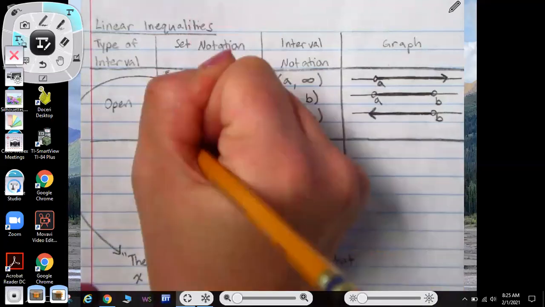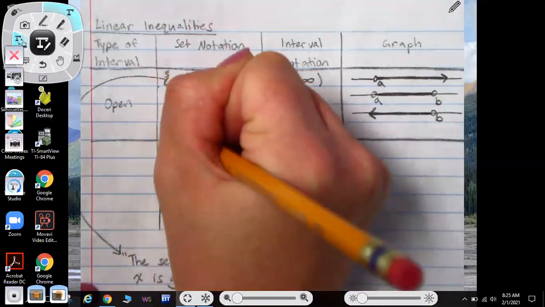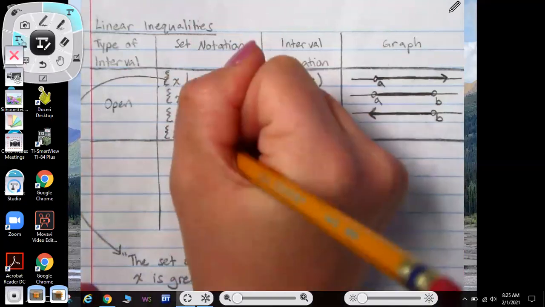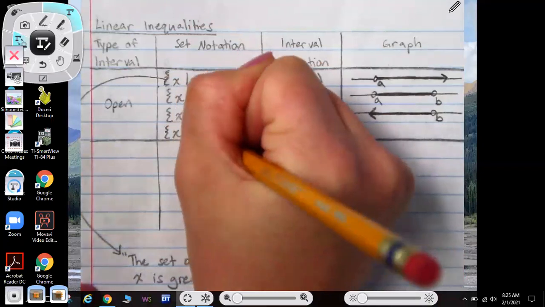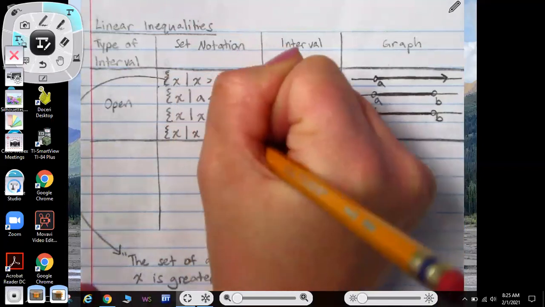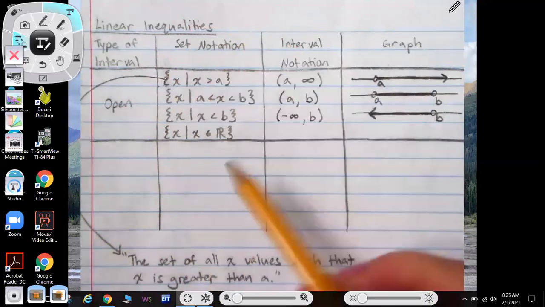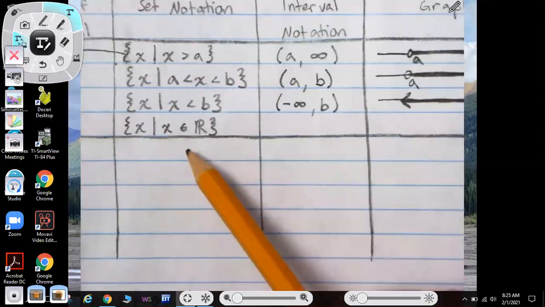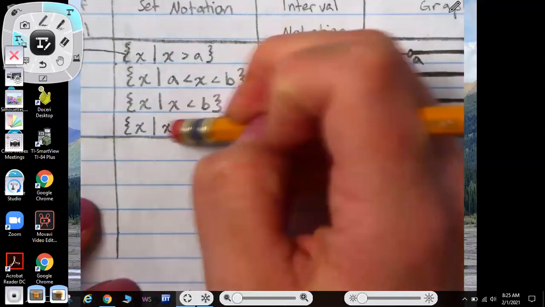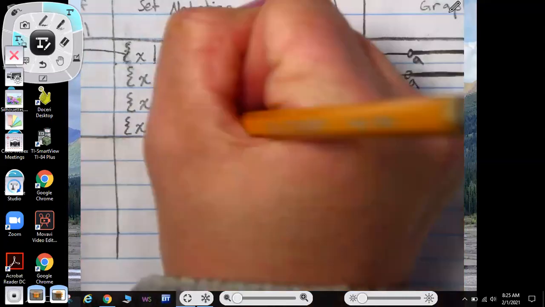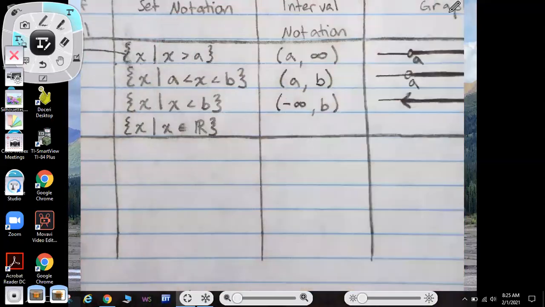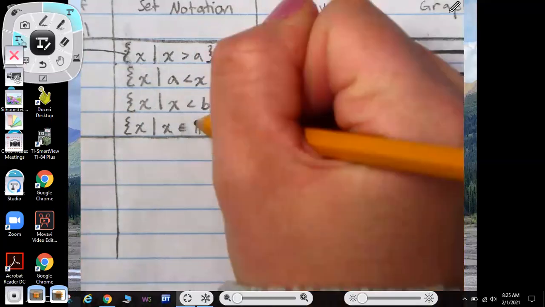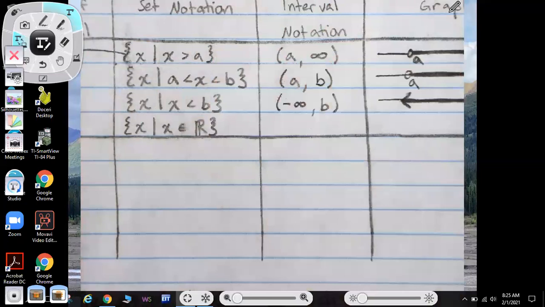Last one, set of all x values such that, and we got some more symbols here to talk about. X is in the set of all real numbers. Let me zoom in. This symbol here is basically a lowercase c with a line through it, is how I draw it. It kind of looks like an E almost. And then this capital R just has two lines. You just add an extra line in your capital R.